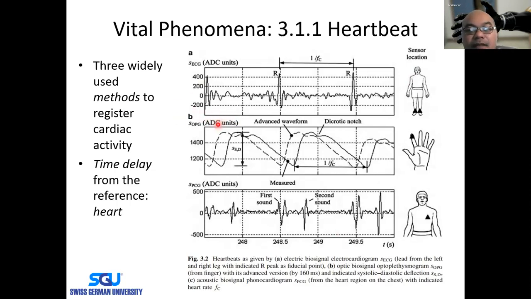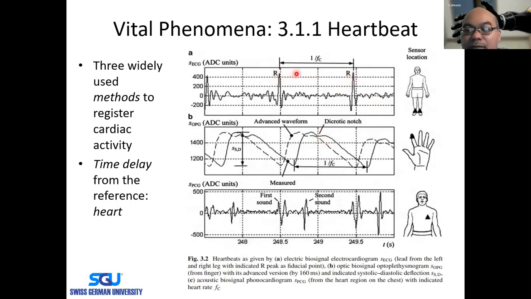These three graphs represent the three different methods used to obtain the heartbeat vital phenomena: the ECG biosignal, the OPG, optoplethysmogram biosignal, and the phonocardiogram biosignal. The x-axis is the time, in seconds, for the three different biosignals. In the first graph, the heartbeat is derived from the electrical biosignal, the electrocardiogram, with leads from the left and right leg, indicating the R peak here.